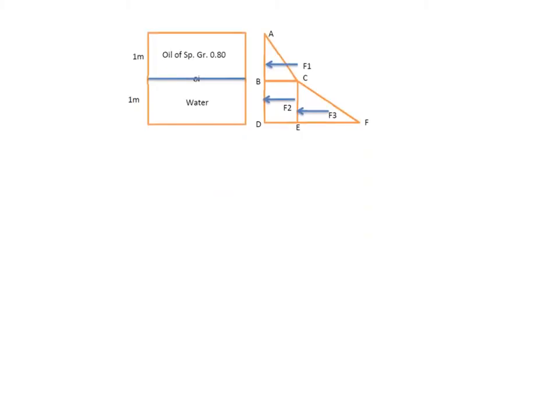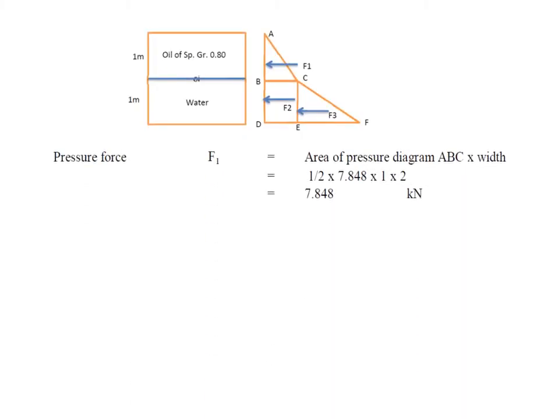Now the same diagram is written once again. I want to calculate pressure force F1. It is the area of pressure diagram ABC multiplied by the width which is perpendicular to the screen, which is 2 meters. So half BC is 7.848 into 1 is AB, multiplied by 2 meters for the width of the tank.